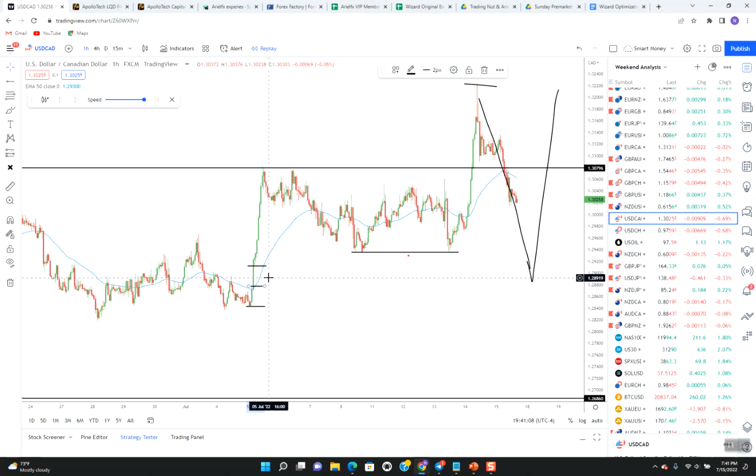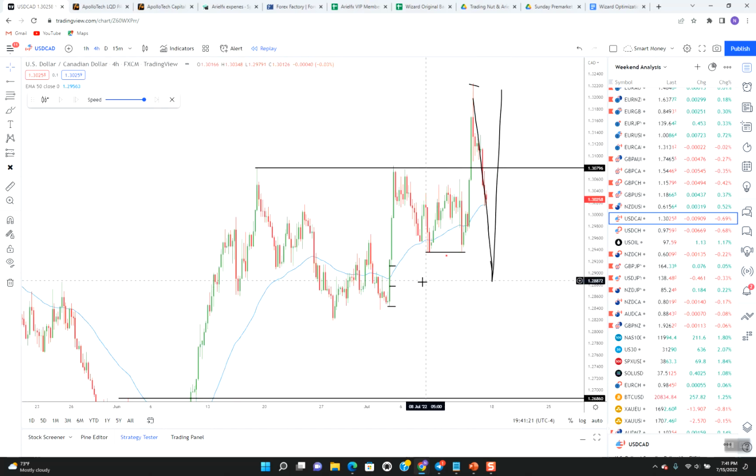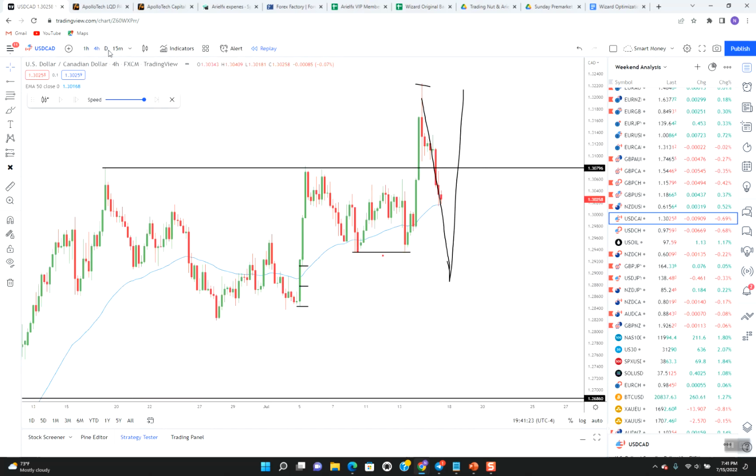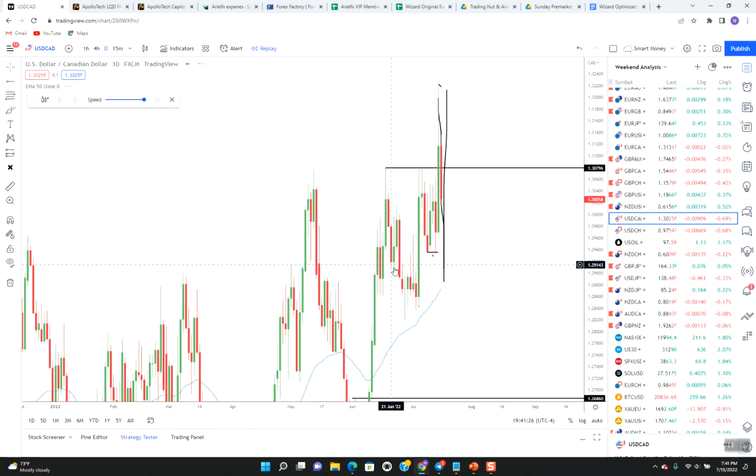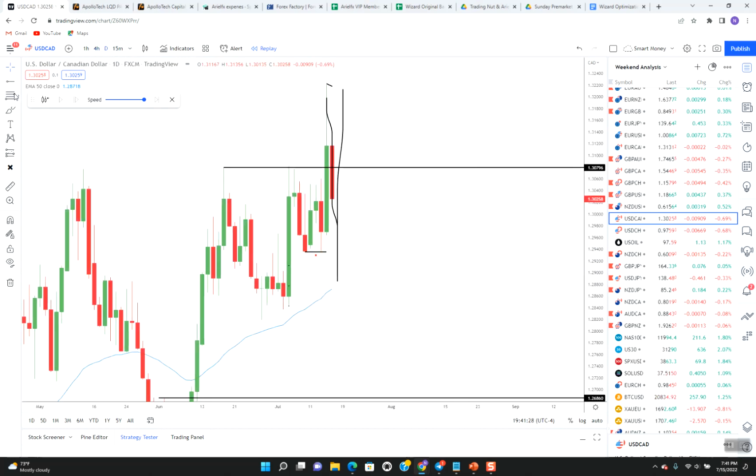Psychological level, maybe 2890, 50% of it, or the full fill if we can get all the way back down. When strong moves like this happen, oftentimes you don't see huge retracements into the imbalance. So you have to take it how it is and say, okay, well, maybe on the higher time frame, there's higher time frame imbalance.